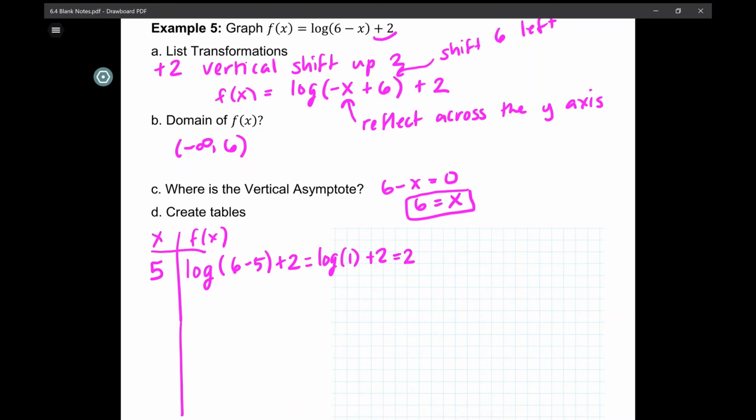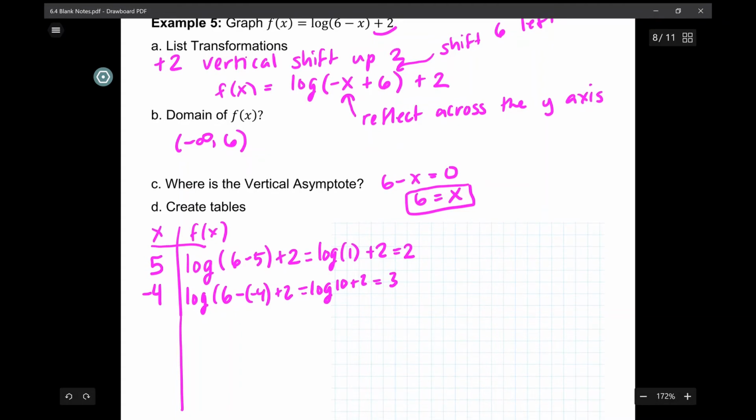And let's see if we can figure out another point. Let's pick -4. Log of 6 minus -4 plus 2 is log of 10 plus 2. Well, 10 to the 1 is 10. So that's going to be 1 plus 2, which is 3.